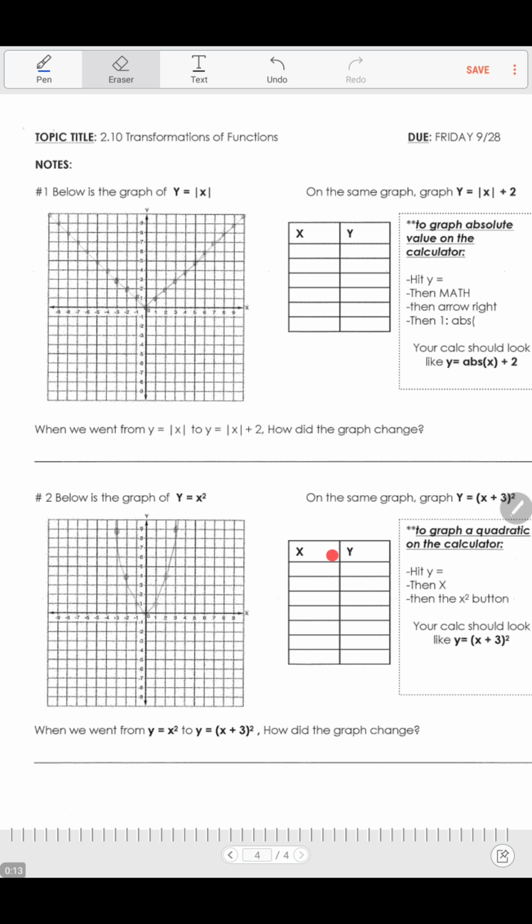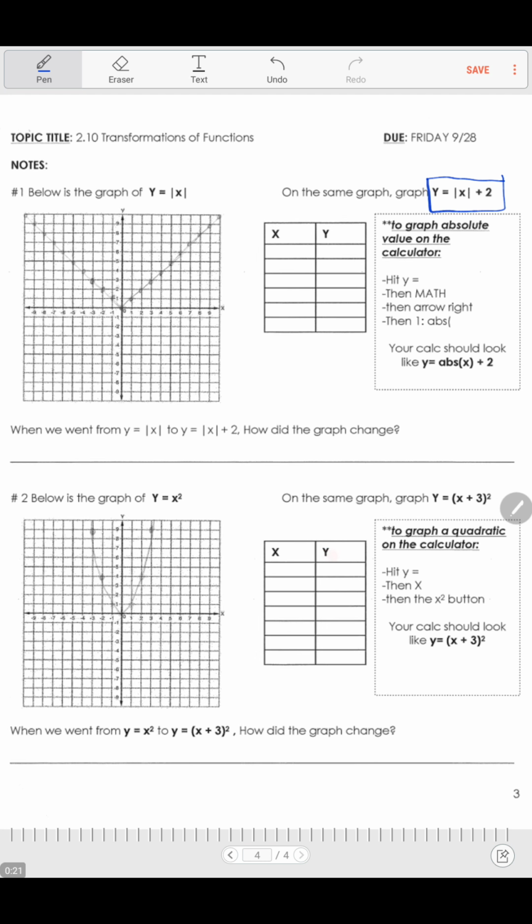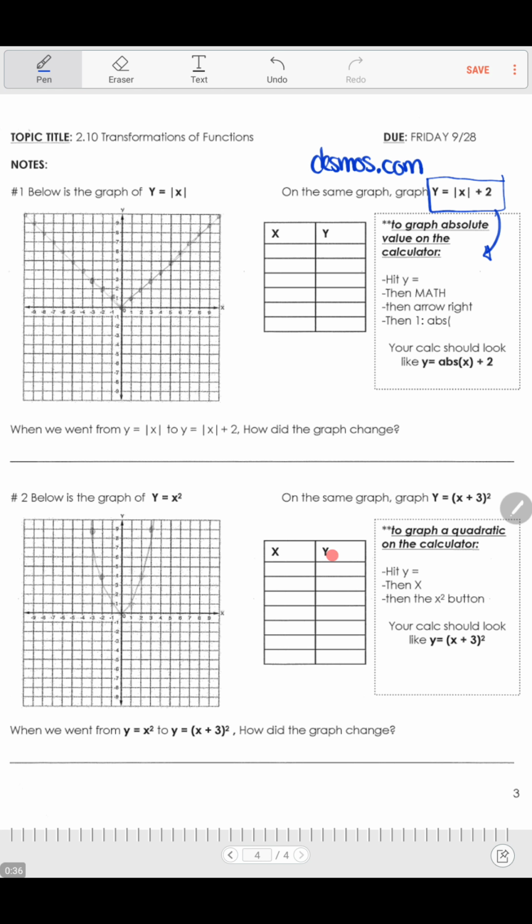So below is the graph of y equals the absolute value of x. And on that same graph, we want you to graph y is equal to the absolute value of x plus 2. So to graph the absolute value, your steps are here. I'm going to go through them in just a second. If you do not have a graphing calculator, you should be using Desmos.com, or please go ahead and buy one in the main office. You will need it.